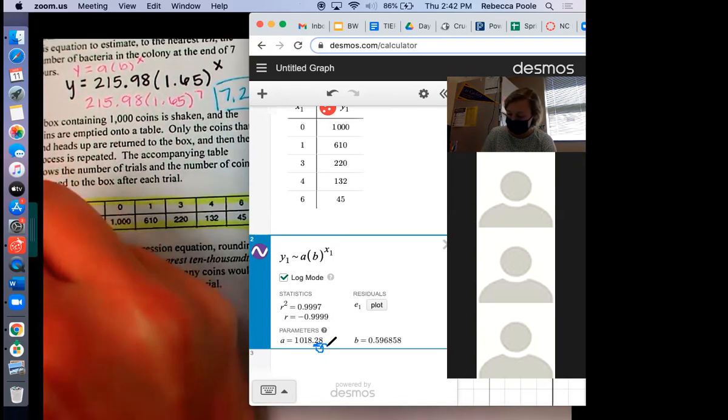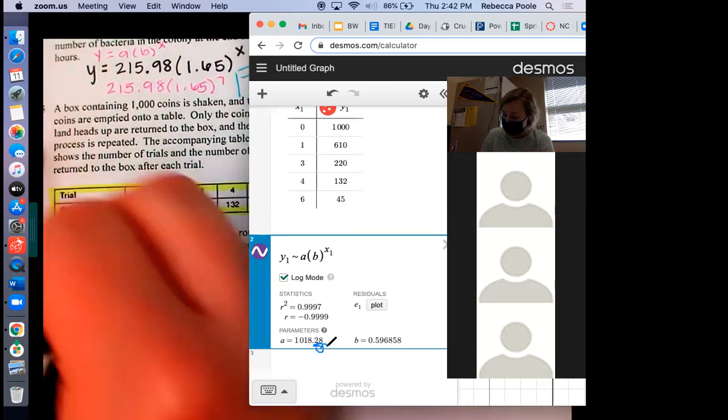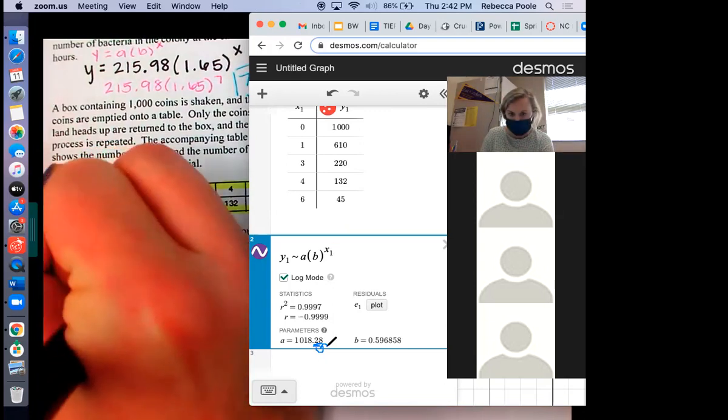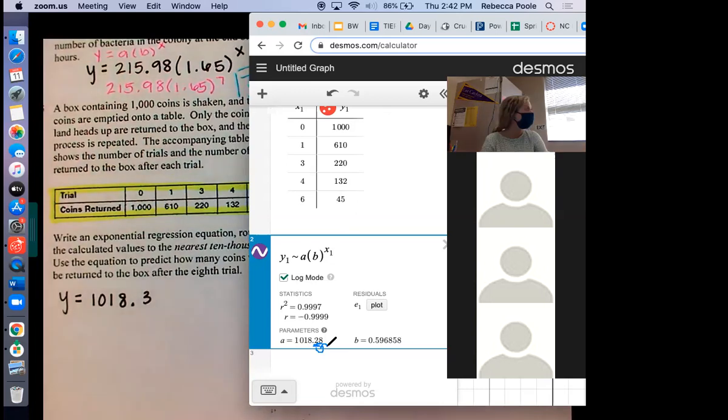Very good, y'all. So do y'all agree it's y equals, remember we're doing a times b to the x. So my a is 1018.3. All right. Does anybody not see how I got that? 1018.3, you go, babe?